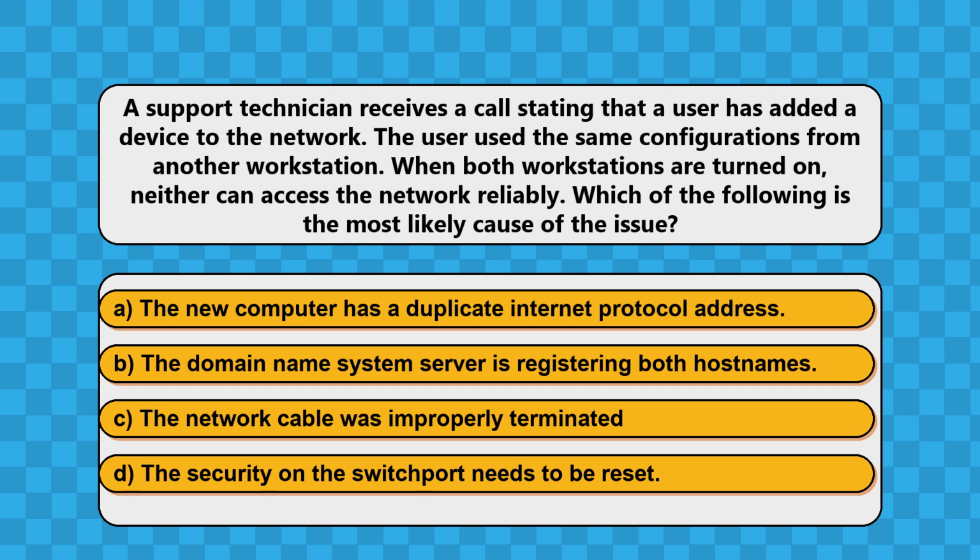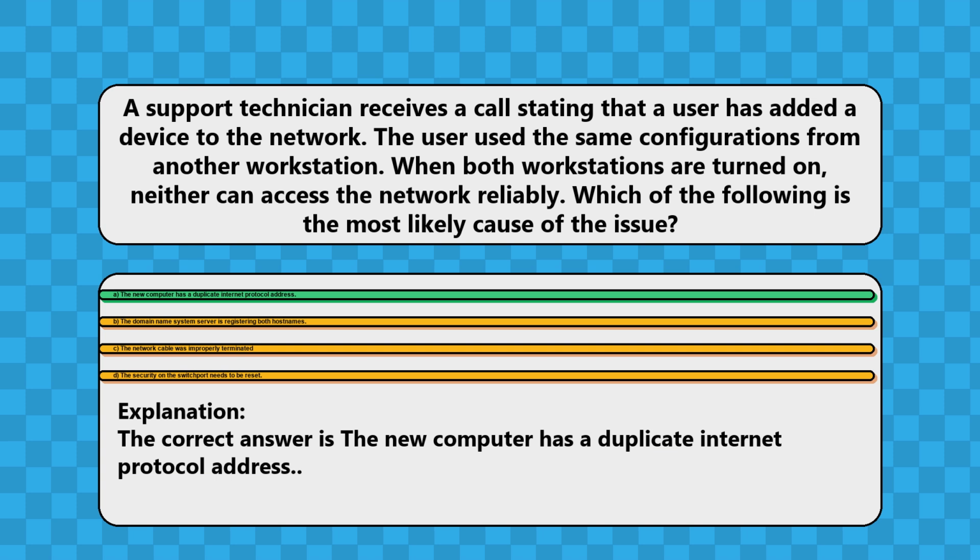Option D. The security on the switch port needs to be reset. The correct answer is option A. The new computer has a duplicate Internet Protocol address.